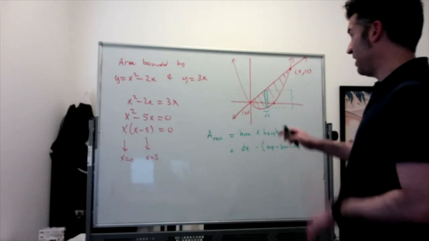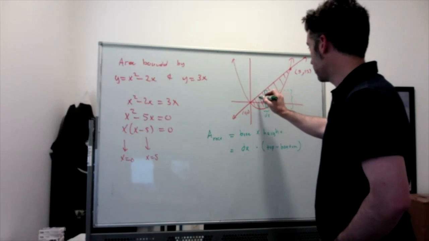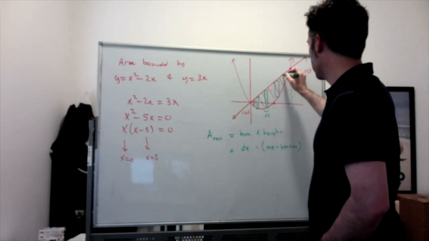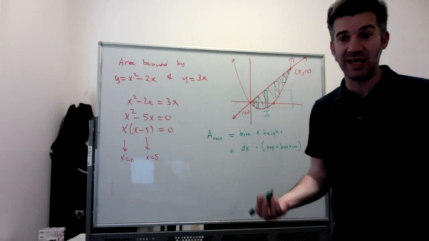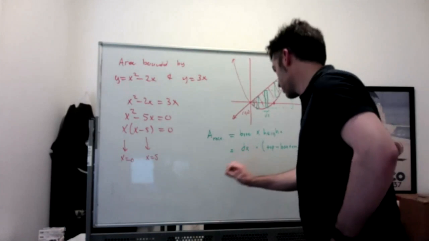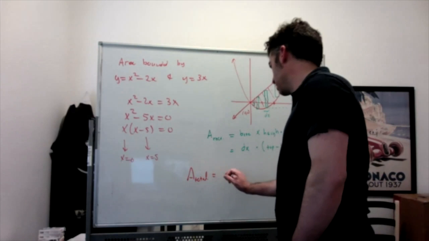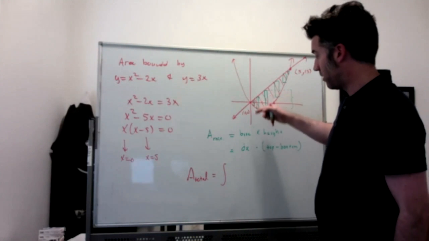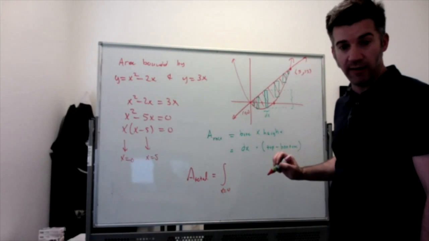Okay, but then that's just the area of that one rectangle. I want to add up all the rectangles. I want this rectangle, I want that rectangle, I want all the rectangles. If I'm going to add up all the areas and then take the limit of that, I'm going to get the integral. So the total area is going to be the integral, or the adding up of all the rectangles from as far left as x equals 0 and as far right as x equals 5.